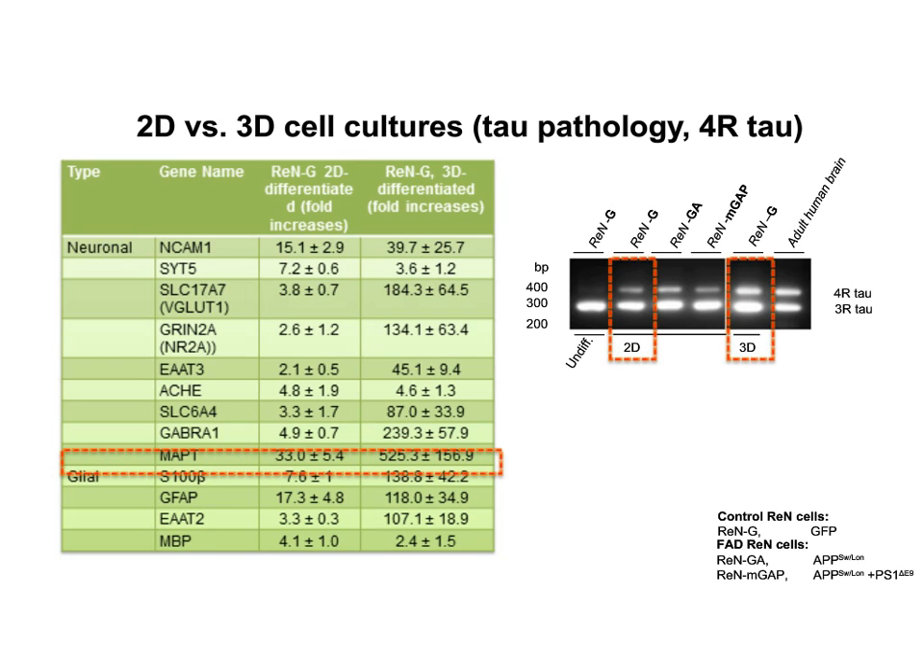And the right side is the human brain controls. In human brains, it's a 1-to-1 ratio. So our 3D cells are actually very nicely mimicking the condition of 4-repeat and 3-repeat tau.